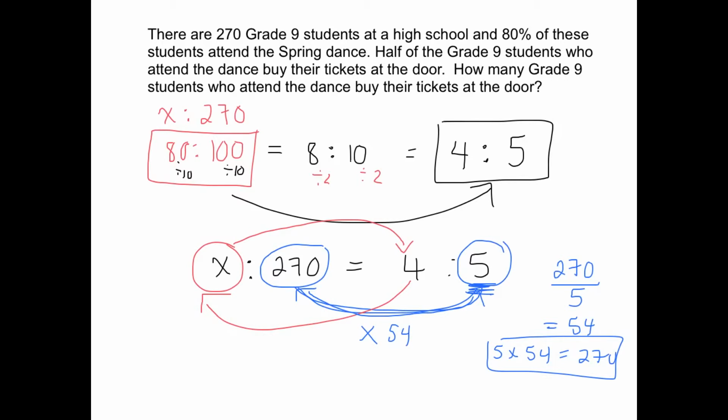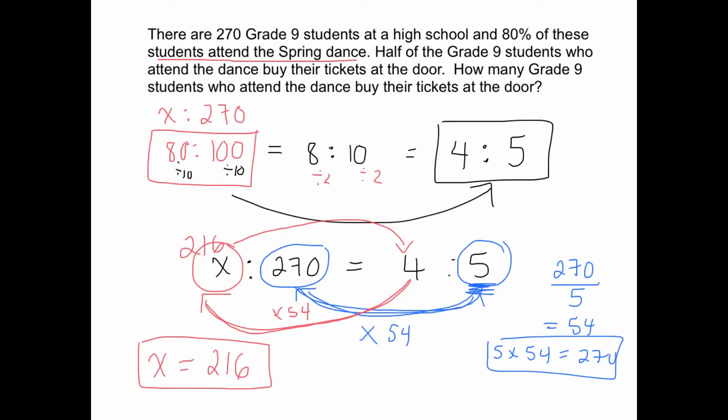So what do we need to do with the first terms? The same thing. We would have to take 4 and multiply it also by 54. What's 4 times 54? That's right, 216. So the missing number is 216. X is equal to 216. Well, what did x represent? What were we trying to find? X represented the number of students who attend the spring dance.